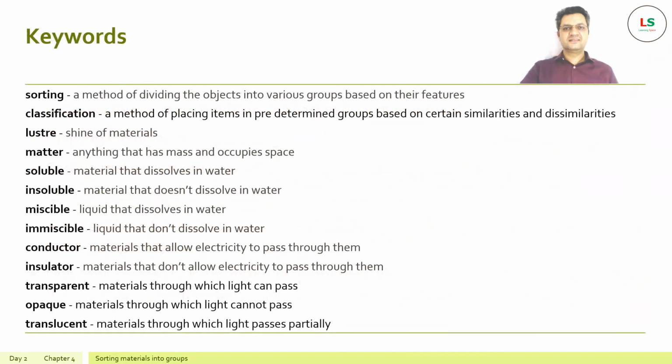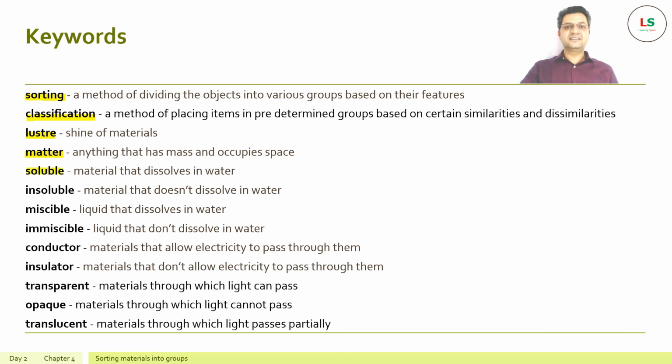transparency. Here we have the keywords used throughout the chapter. Sorting, a method of dividing the objects into various groups based on their features. Classification, a method of placing items in predetermined groups based on certain similarities and dissimilarities. Luster, shine of materials. Matter, anything that has mass and occupies space.